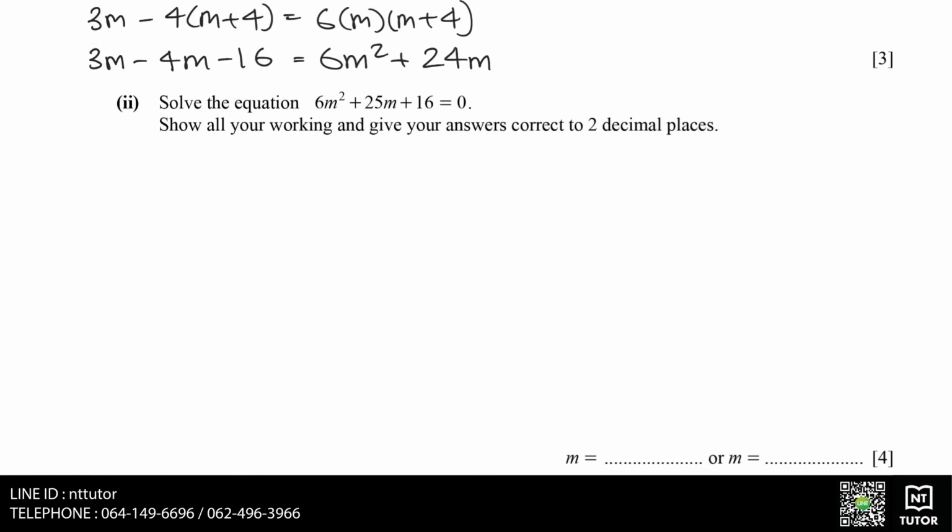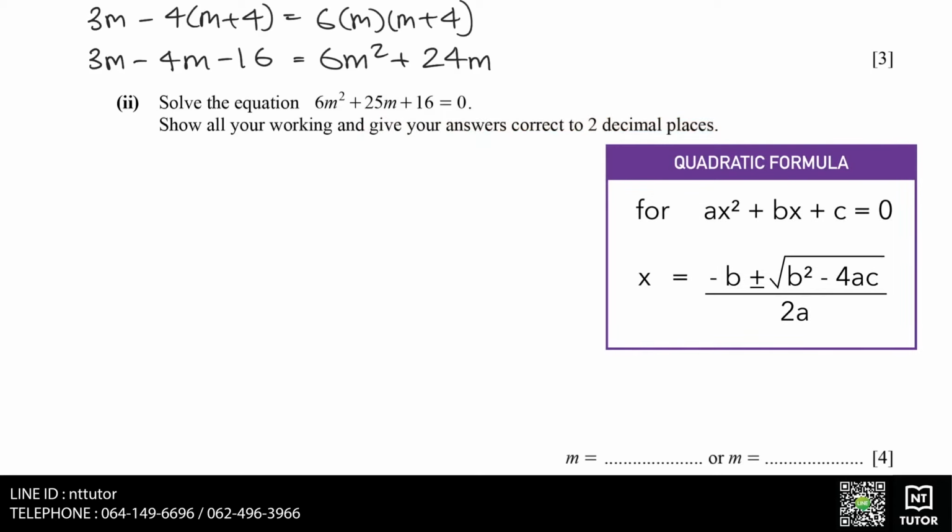Part 2. Solve the equation 6m squared plus 25m plus 16 equals 0. Show all your working and give your answers correct to 2 decimal places. There are many ways you can solve a quadratic equation, but if it tells you to give your answers correct to 2 decimal places, it means that you cannot solve it by factorization, and the way to solve it is by using the quadratic formula.